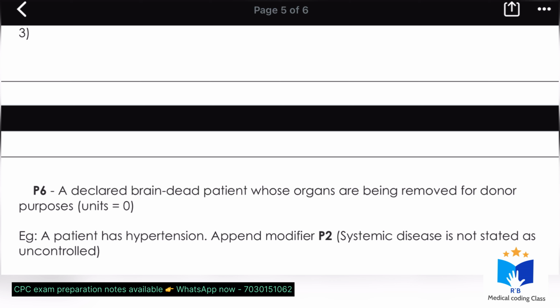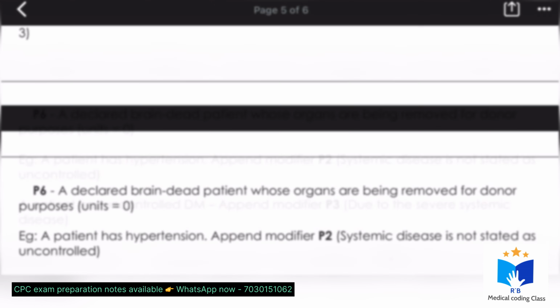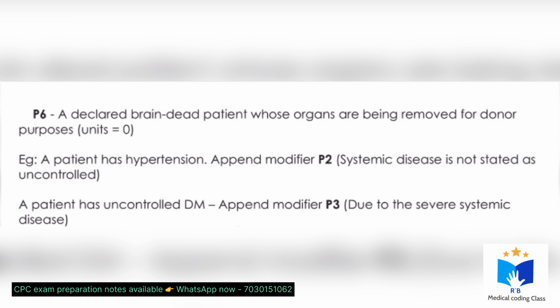For example, a patient has hypertension. Hypertension is a mild systemic disease, not a severe disease, so you can use the P2 modifier. Next example, a patient has uncontrolled DM. DM means diabetes mellitus. That is a severe systemic disease, so you can use the P3 modifier.